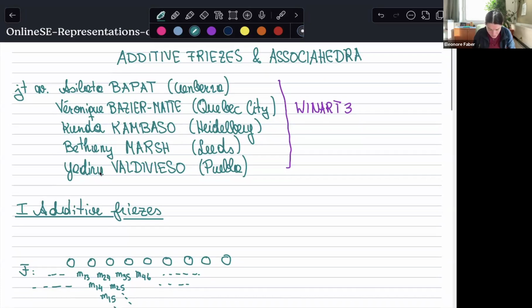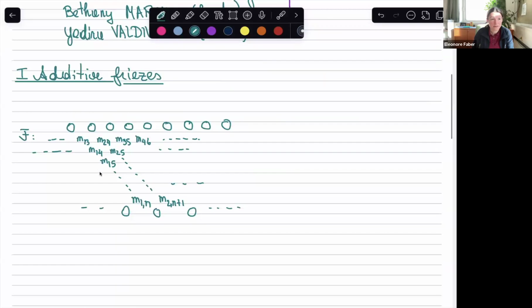And so let me start with additive friezes. These were defined by Shephard in 1976. And of course, this is the Shephard from the Shephard-Todd classification of complex reflection groups. And I think he was talking to Coxeter, and then probably he knew about friezes.